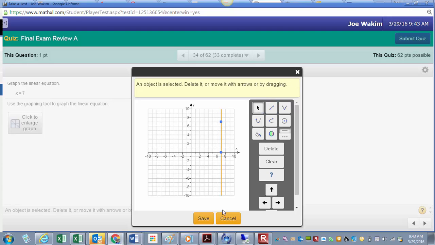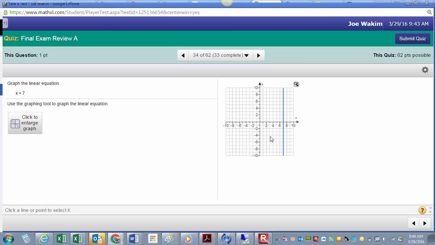It's always x equals 7. Any value of y here is 5, x is 7. Y here is 0, x is 7. Y here is negative 8, x is 7.